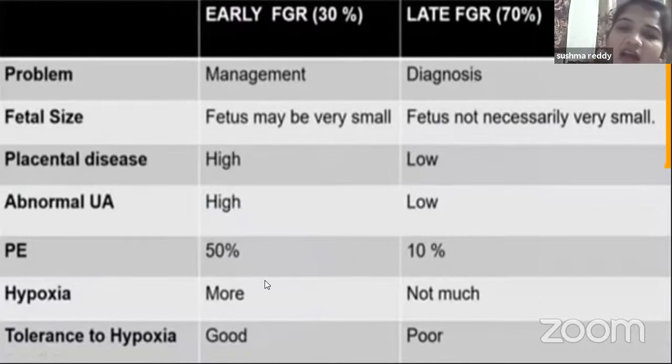Hypoxia. Hypoxia is more in early onset fetal growth restriction because placental damage is more. So the placenta not only supplies nutrition to the fetus, but also supplies oxygen. So oxygen delivery to the fetus is also reduced. Whereas here it is not much. But tolerance to hypoxia is very good in these fetuses. Tolerance to hypoxia is poor in late onset fetal growth restricted fetuses, because late onset fetal growth restricted fetuses are very sensitive to hypoxia. Though the hypoxia is very little, even to the slight hypoxia, the fetus can succumb in utero.